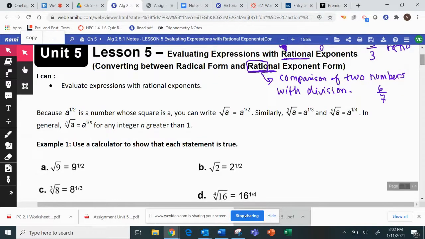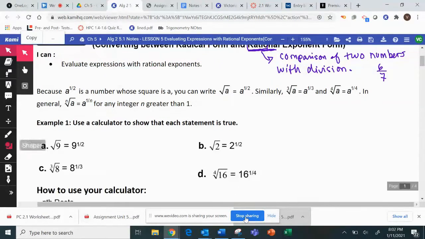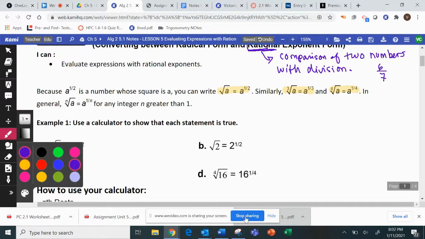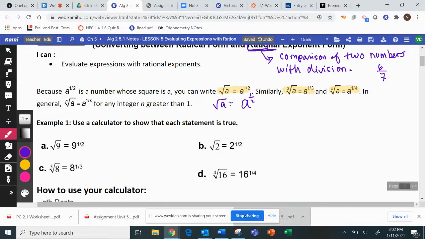All right. On this next slide, I'm going to show you a few things. We're going to look right here, here, here. So these are some expressions that are equivalent. The square root of a is equal to a to the 1/2 power. The square root of a is equal to a to the 1/2 power.